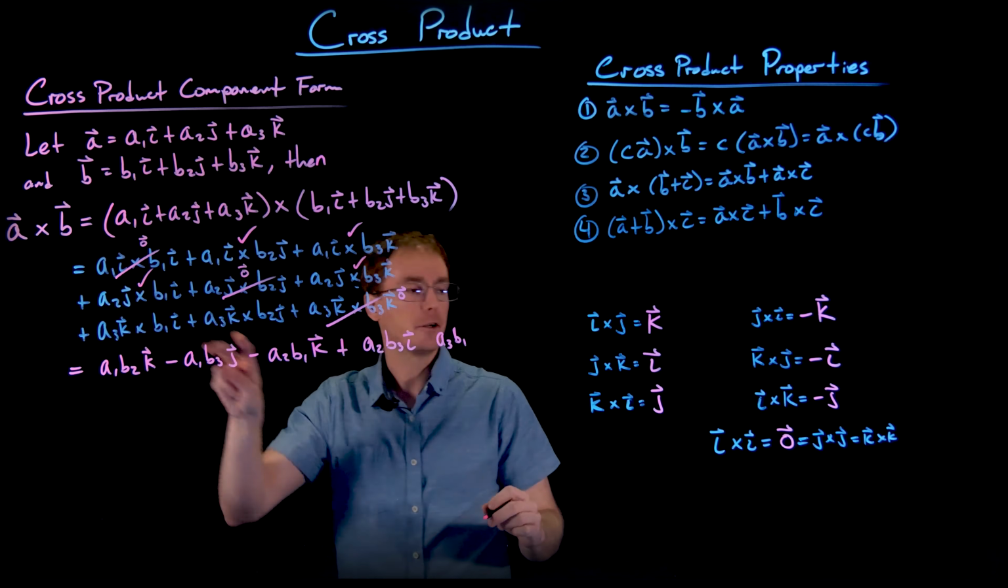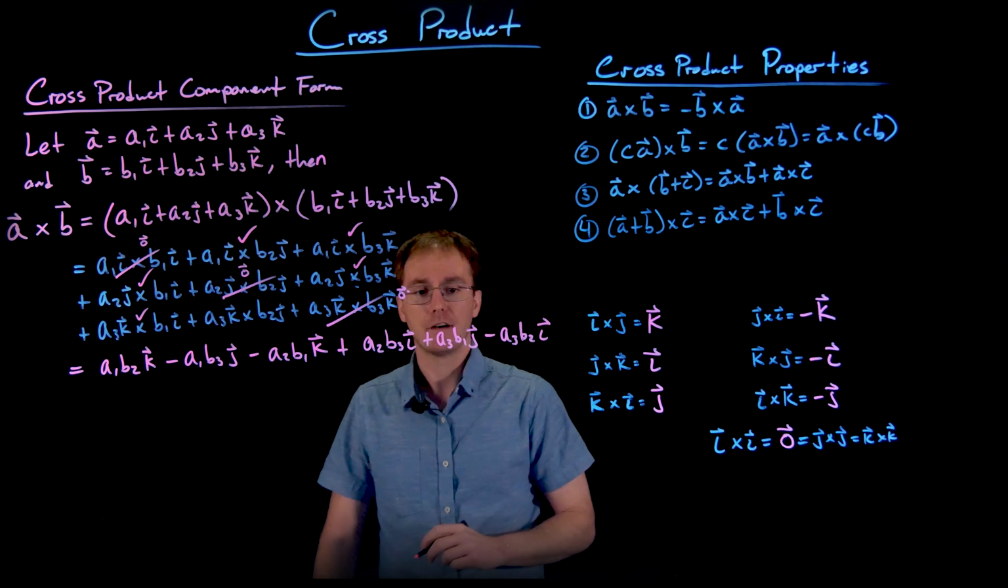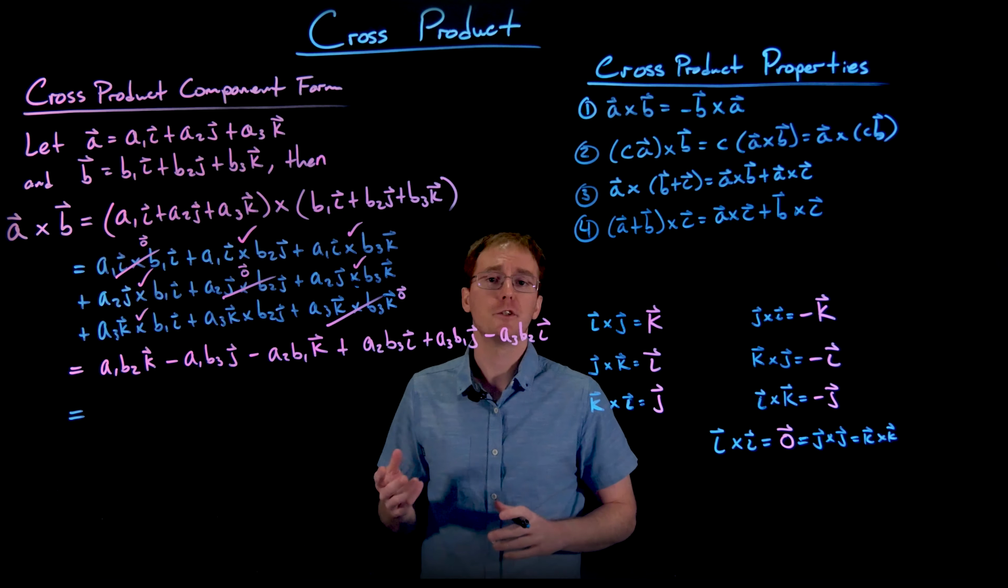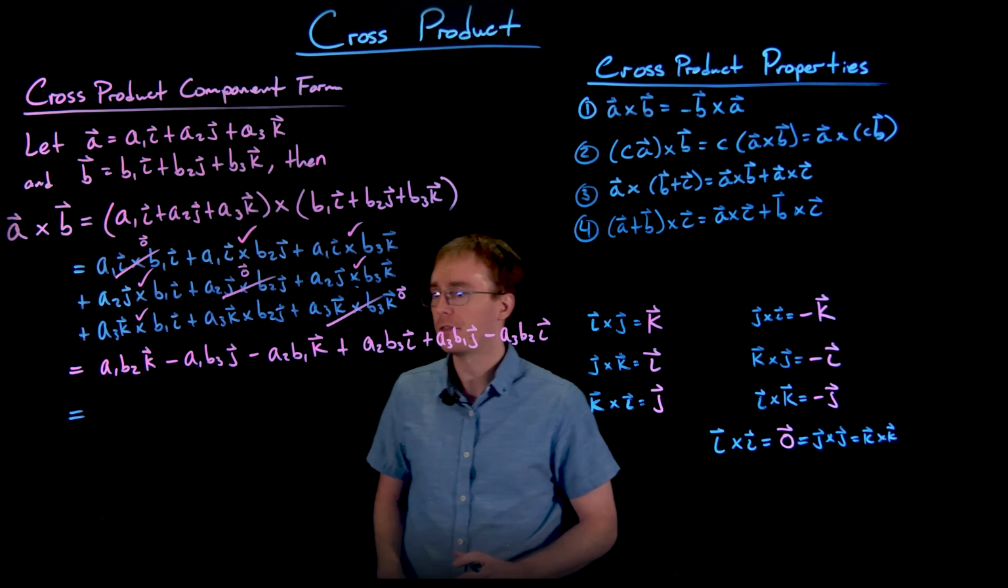And this is our last non-zero smaller cross product to take care of. The coefficient is going to be A3B2. And then what happens with k cross j? Well, k cross j is going to give us negative i. This is great, and we're almost there. We almost have our final version of how to evaluate a cross product using just the components of the two starting vectors, A1 through A3 and B1 through B3.